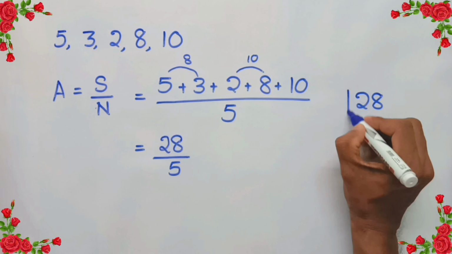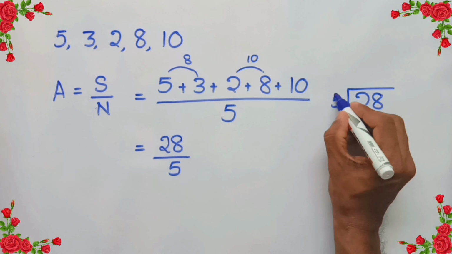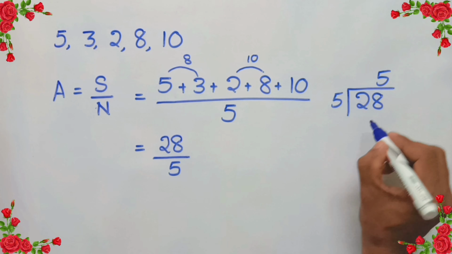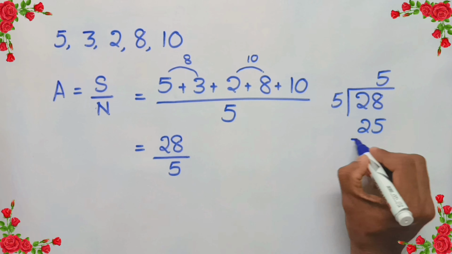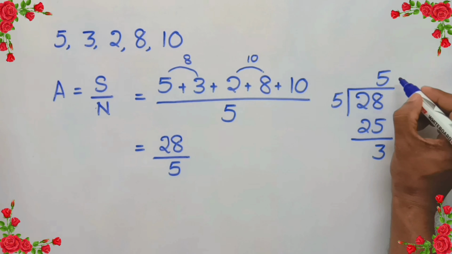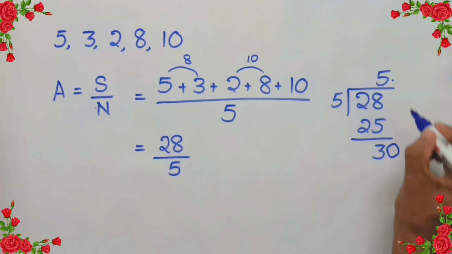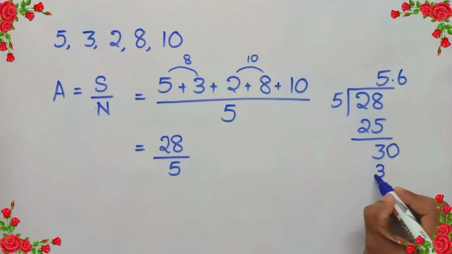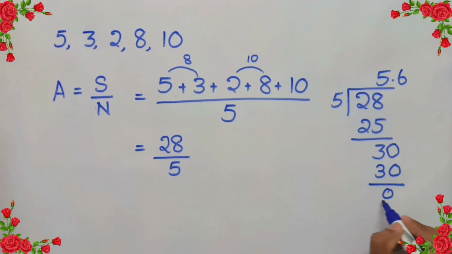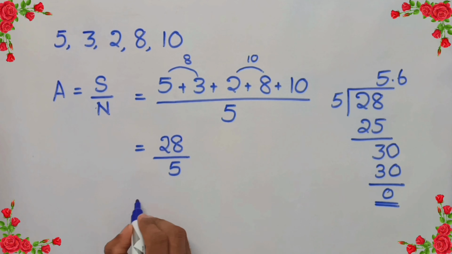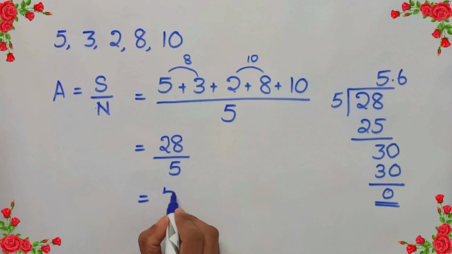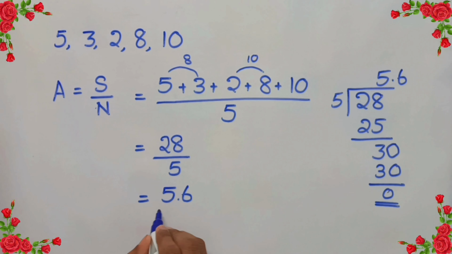Divide 28 by 5. 5 into 5, 25. Remainder 3. Put a point at the quotient and add a 0 to the remainder. 6 into 5, 30. 30 minus 30 equal to 0. Remainder 0. Quotient 5.6. That is 28 by 5 is 5.6. Thus, average of the given numbers is 5.6. Answer 5.6.